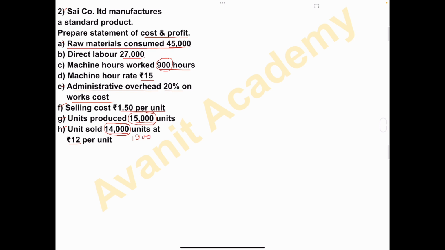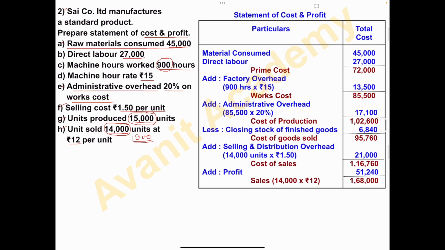Total 15,000 units were produced. Out of that, 14,000 products are sold. So now in the godown, we will find 1,000 units. That is the closing stock. Clear all these points? Let's prepare the statement of cost and profit. Heading: Statement of cost and profit. Columns are particulars, total cost.